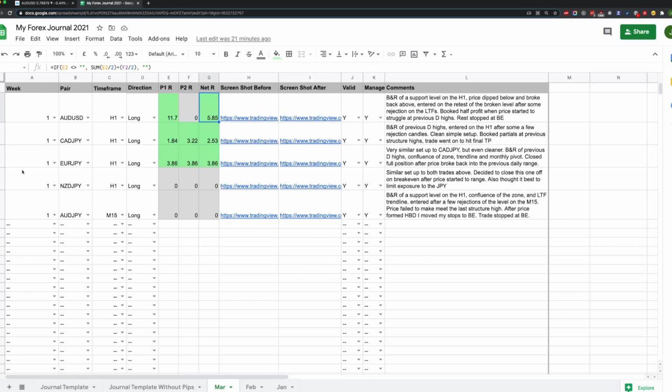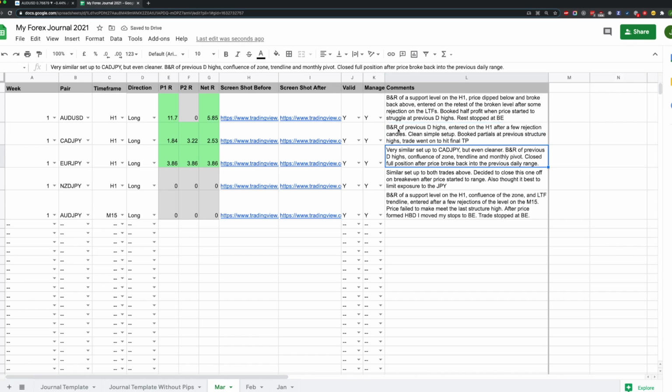Second position for the week was CADJPY. It was taken on the 1 hour time frame. It was a long position. Break and retest of previous daily highs, entered on the H1 after a few rejection candles. Clean, simple setup. Book partials at previous structure highs. Trade went on to hit final TP.